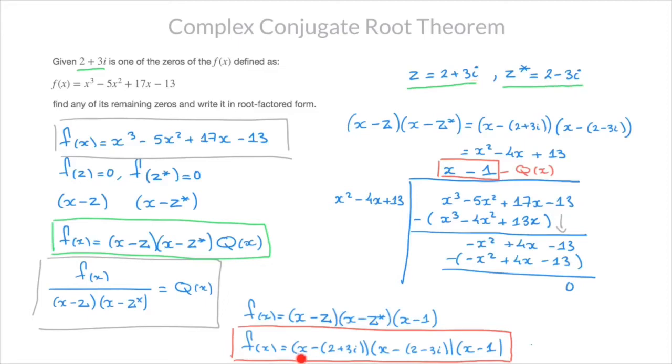But we can see quite clearly from this root factored form that if x equals 1, this last factor will equal 0, and therefore f of x will equal 0, which tells us the remaining root. The remaining root is therefore x equals 1, or since we're working within complex numbers, we can say z equals 1. And there we have it. Those are the three roots of this cubic polynomial function, and that's the end of a typical example in which we make use of the complex conjugate root theorem. And that's it for this tutorial.